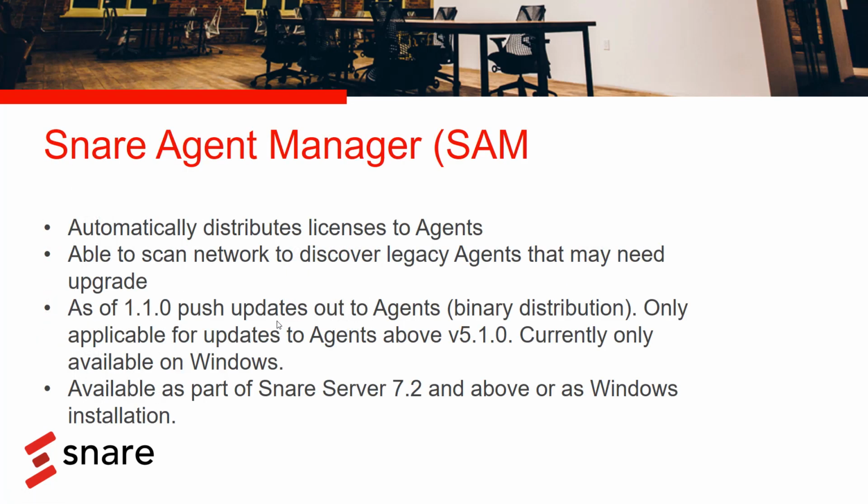Next, we have our Snare Agent Managers, also known as SAM. This allows you to automatically distribute licenses to your agents rather than having to license them individually with the V5 agents. You can use the SAM to scan your network to discover legacy agents that might need to be upgraded to the new V5. As of the Windows 1.1.0, the SAM is actually able to push out updates to agents via binary distribution. This is only valid for agents that are above 5.1.0, so any new future patches or releases will be able to be pushed out.